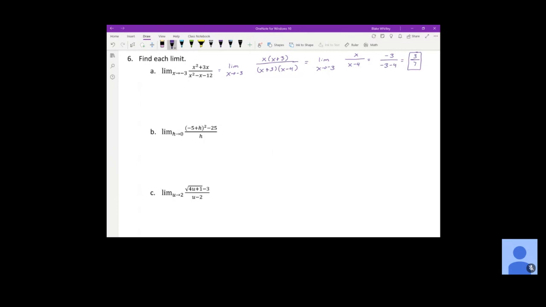Okay. And that is how I want to see this one worked out. So I don't want to see a table of values where you're approaching -3 on either side or anything like that. Actually show me the algebraic way of getting to that limit now.